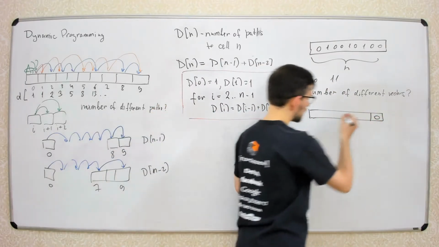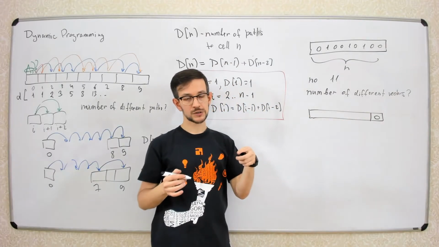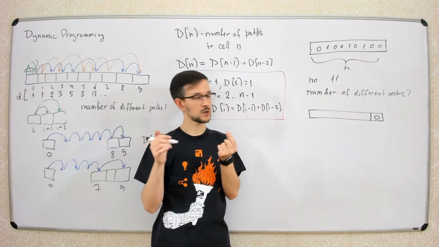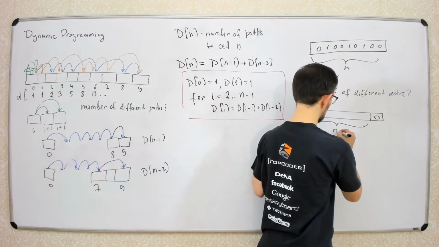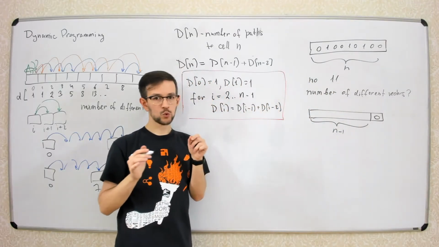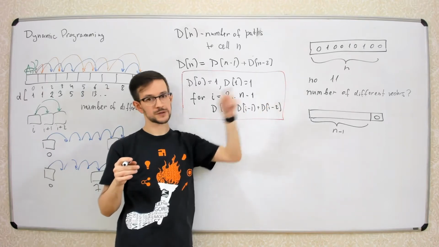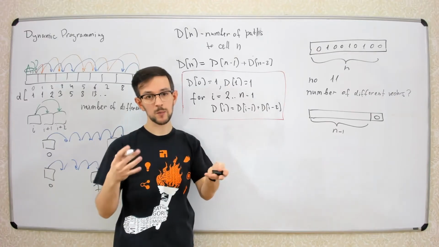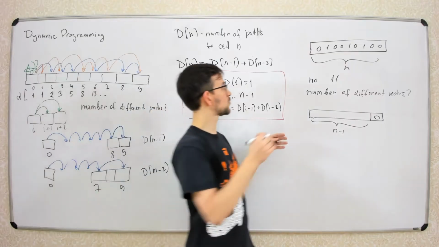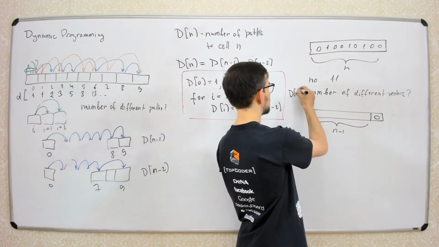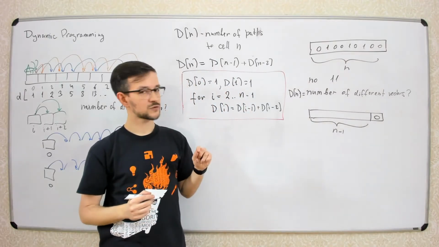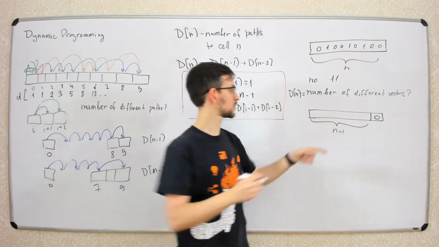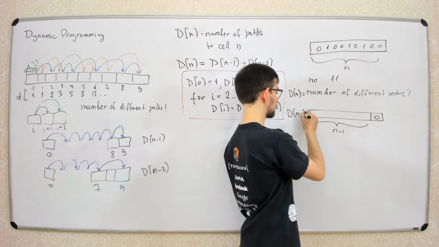then in the first n-1 positions, we may have any combination of ones and zeros without two ones next to each other. So here we have n-1 elements, and we can put any combination of ones and zeros which satisfies this rule. What is the number of these combinations? This is the same problem, but for n-1. If d of n is the number of different vectors for n, then if the last element is 0, the number of such vectors is d of n-1.